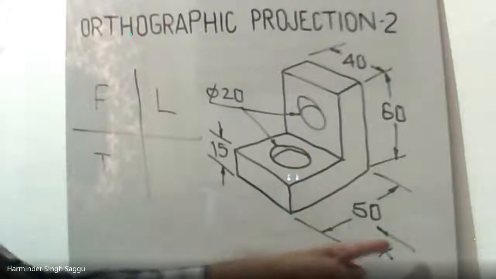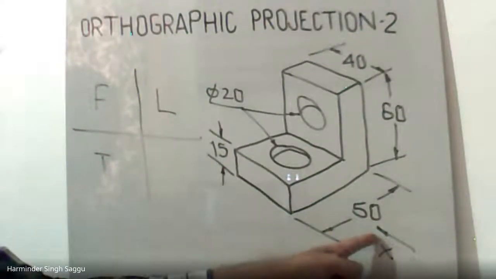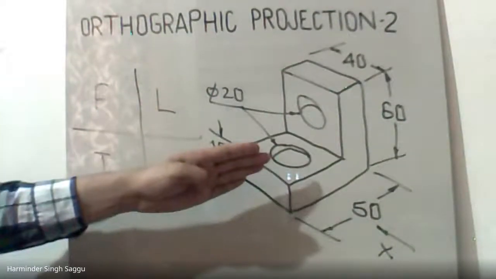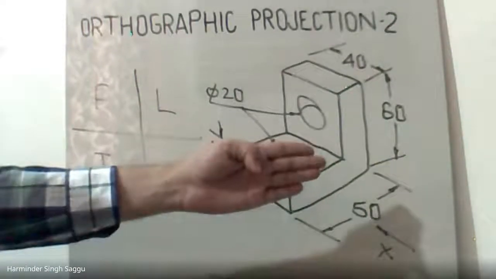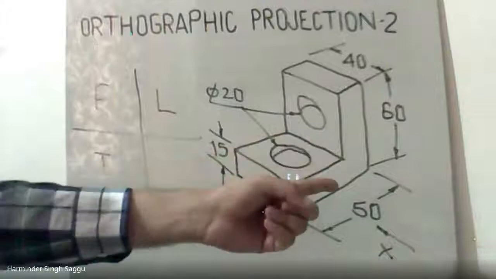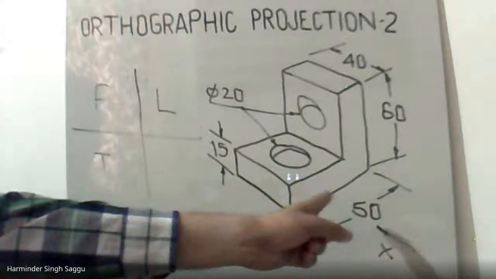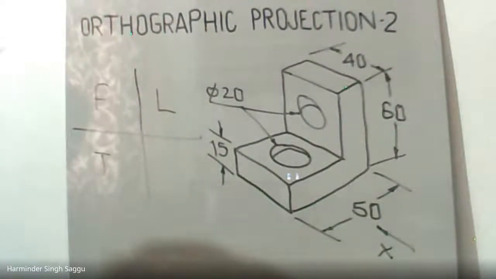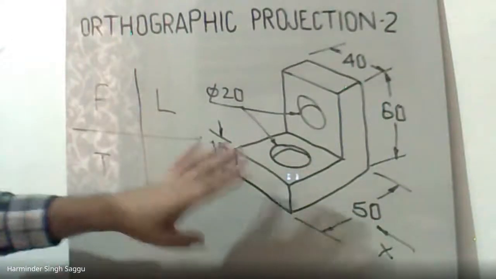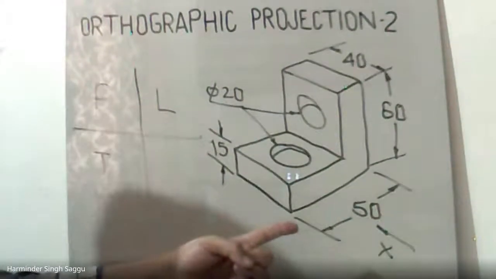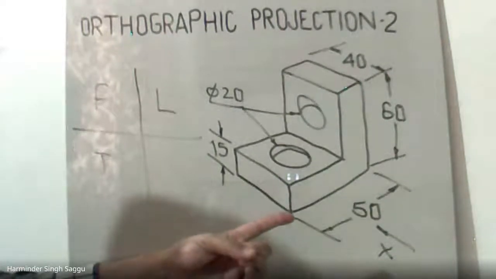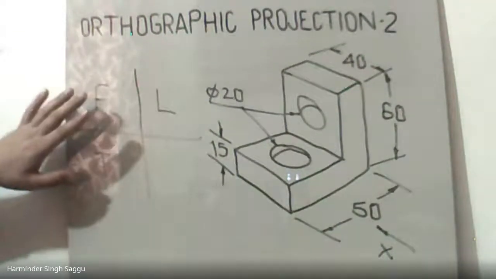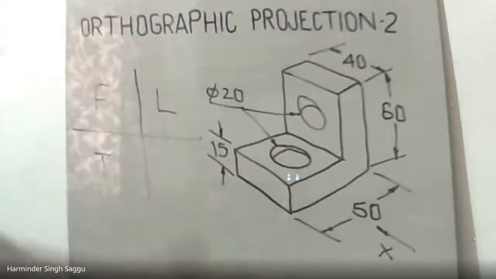So this arrowhead direction of front will decide the positioning of views. If the arrowhead is in this direction, then you have to draw front, top, and right side view. Now this arrowhead is from that direction, so you will draw front, top and left side view. So this is left side view on the right of front. This is very important, first step. Depending upon the arrowhead direction, you have to decide which view you will draw, front, top and side. We have decided we will draw front, top and left. This is a unique position.